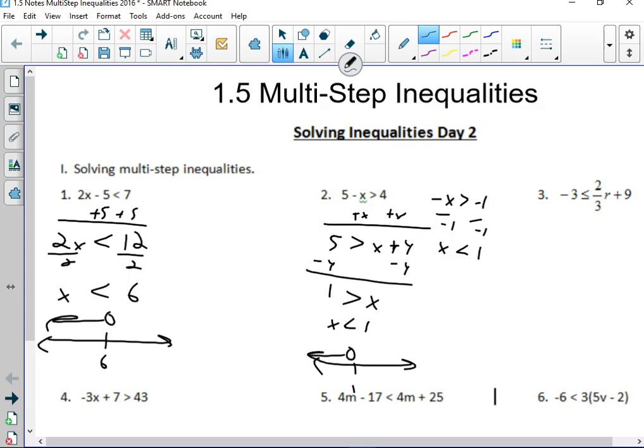Number 3, we're going to get rid of the 9 first. Now remember, since my r is positive, I'm not going to move that over. I'm going to subtract 9. And that's going to give me -12 is less than or equal to 2/3 r. Now don't get freaked out because it's a fraction. We just multiply by the what? Reciprocal, which means standing on its head. 3/2. And 3/2. This side's not important because it cancels.